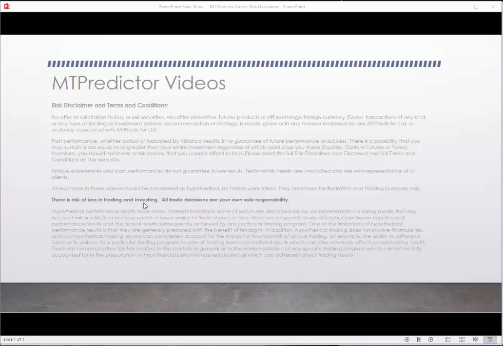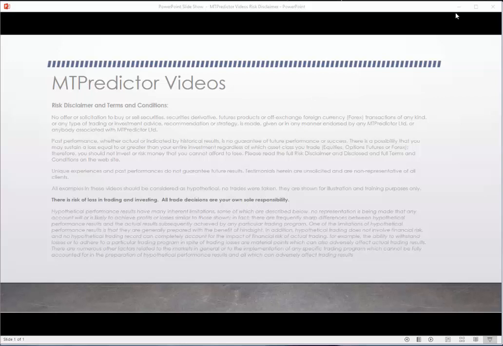Put another way, all professional traders know and understand, and more importantly accept, that losses can and will and do unfold. The trick is keeping the losses small, but avoiding the losses is just not possible. All trading systems will have losing trades. This is just a fact of life. All trade decisions are your own sole responsibility.